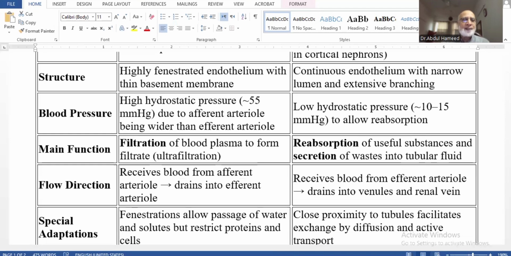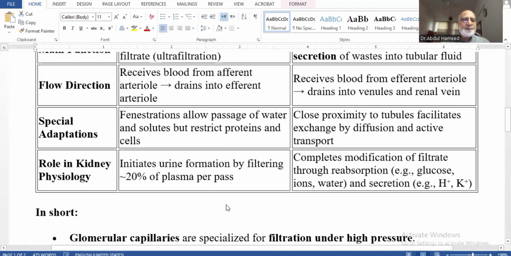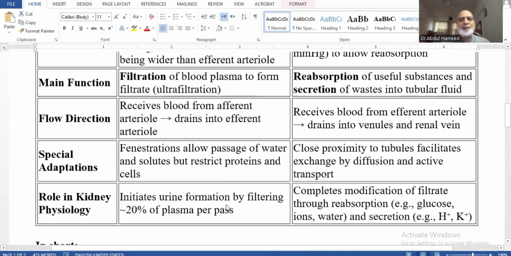Flow direction: the glomerular capillaries receive blood from afferent arterioles and drain into efferent arterioles. In case of peritubular capillaries, they receive blood from the efferent arterioles and drain into venules and the renal vein.